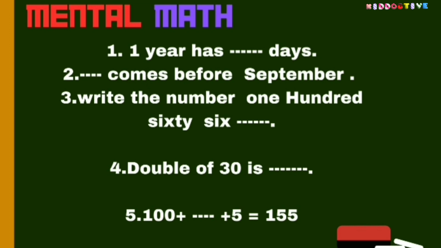Write the number 166. So we are going to represent it by number 166. Double of 30 is. So double of 30 means we are going to add 30 two times. 30 plus 30 equals 60. 100 plus 5 equals 155. So what are we going to write in the middle? So already hundreds place is done and ones place is done. So the middle digit is 50 because we can say 155. So 100 plus 50 plus 5.